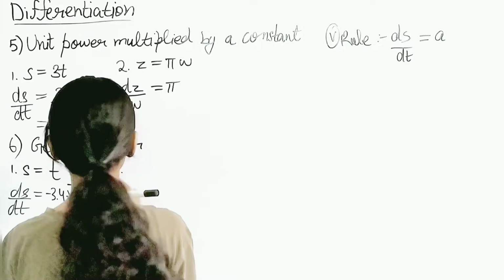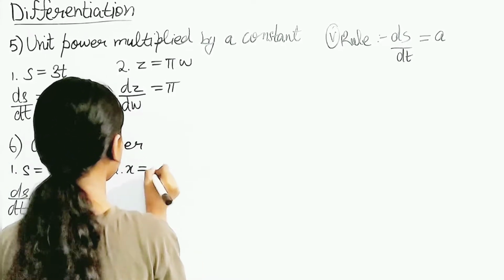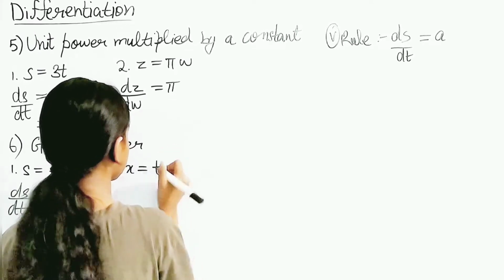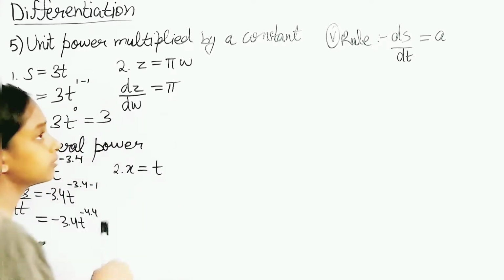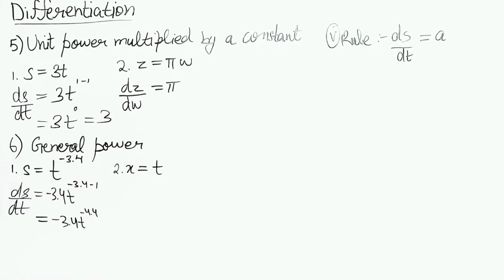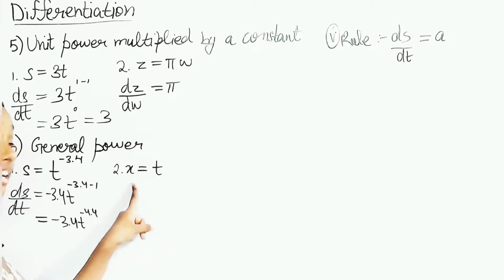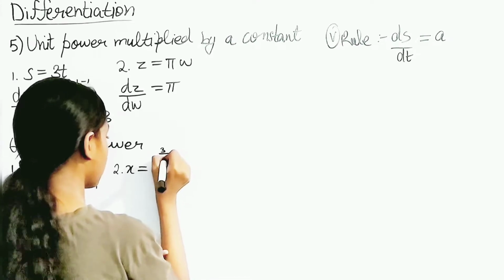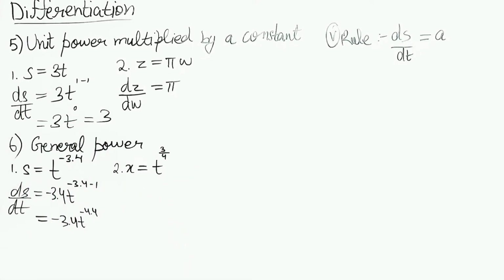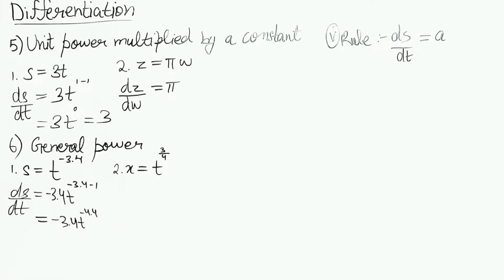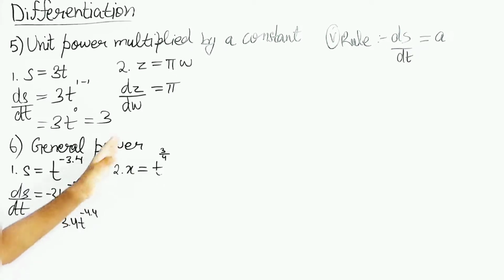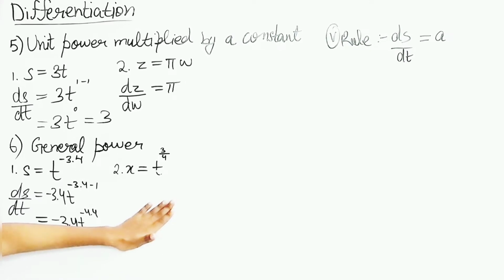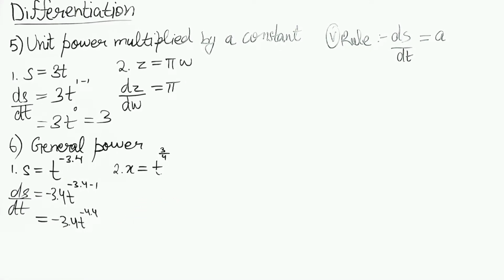Let's take one more. x is equal to t to the power 3 by 4. Should it be negative? Should I put a negative sign here? Is there any need? No? Okay, whatever.